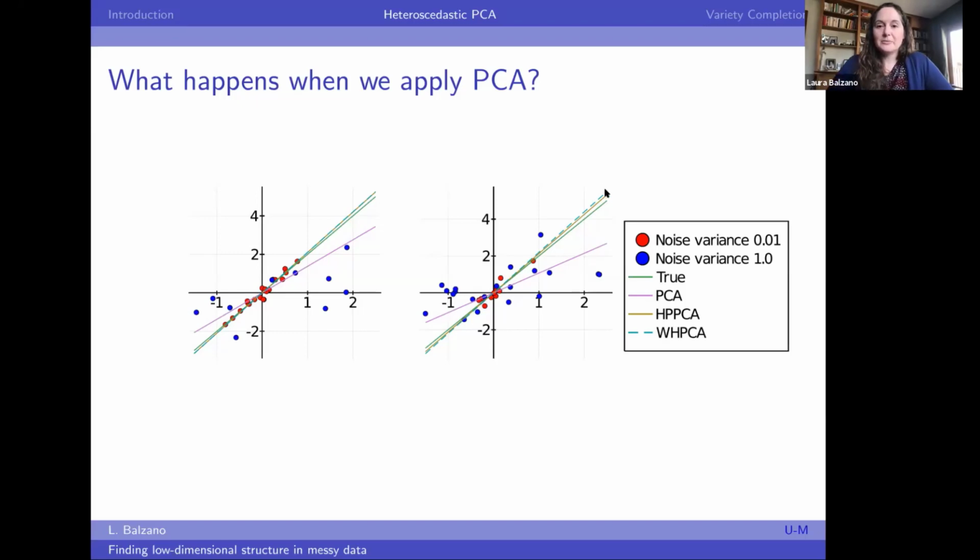So I'll tell you about two methods, one which is this brownish line and one which is this teal dotted line. Both of those methods do much better at estimating the true underlying linear model because they consider the heteroskedastic sensors, meaning sensors with different noise variances, in the model directly.